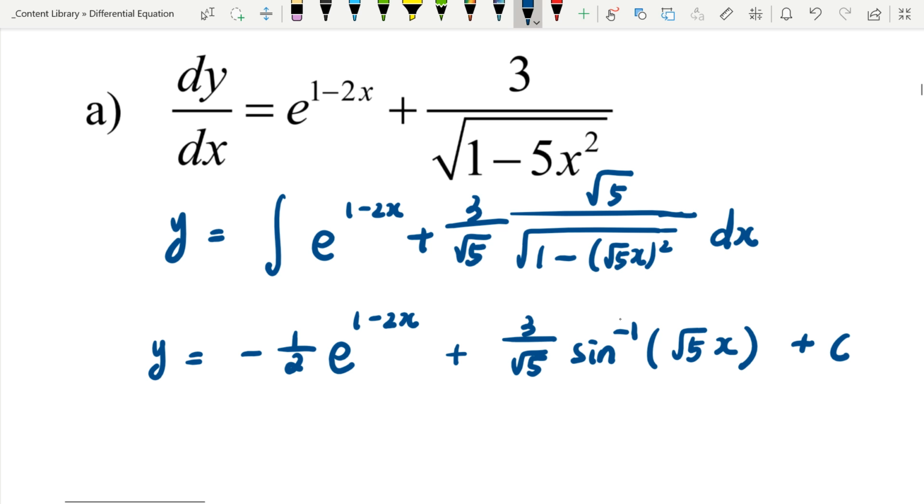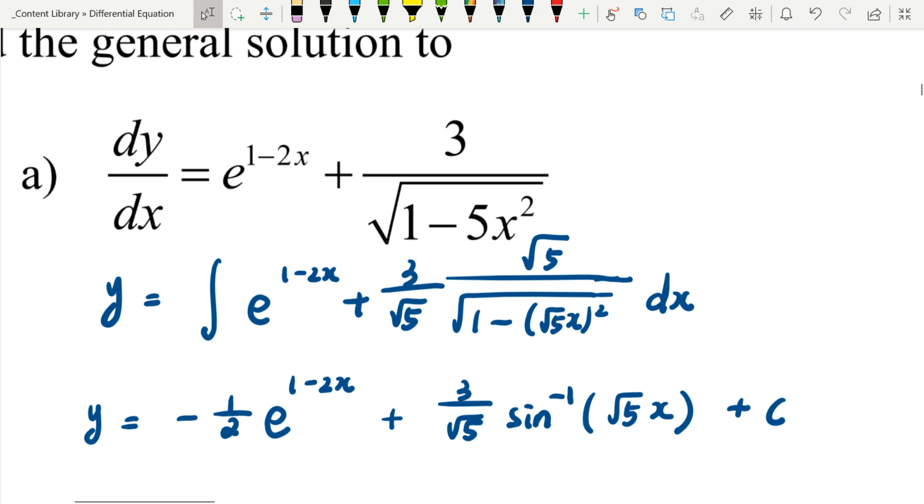So these two exercises are basically just doing antiderivatives. Just solve for y. Okay, that's the first one.